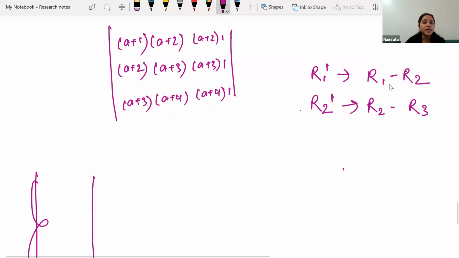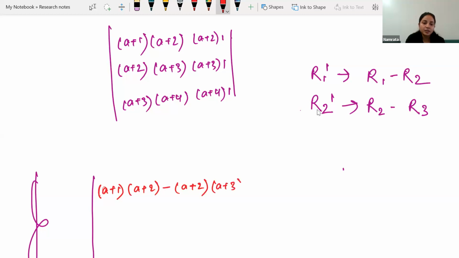So we are going to subtract row 1 minus row 2. We are going to do the subtraction like this. Row 1 is a plus 1 over here. Here we have a plus 1, a plus 2, row 1 element minus row 2 element. I'll be writing it over here only. Next one will be a plus 2, a plus 3 minus a plus 3, a plus 4. I am just subtracting this 2, this 2.